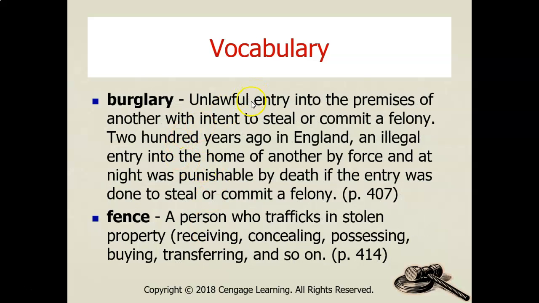So burglary, unlawful entry in the premises of another with intent to steal or commit a felony. This is from your text. When we look at burglary as far as our statutes go, it's with intent to commit a crime. So again, what your jurisdiction says may be different than what your textbook says. So offense is a person who traffics in stolen property.